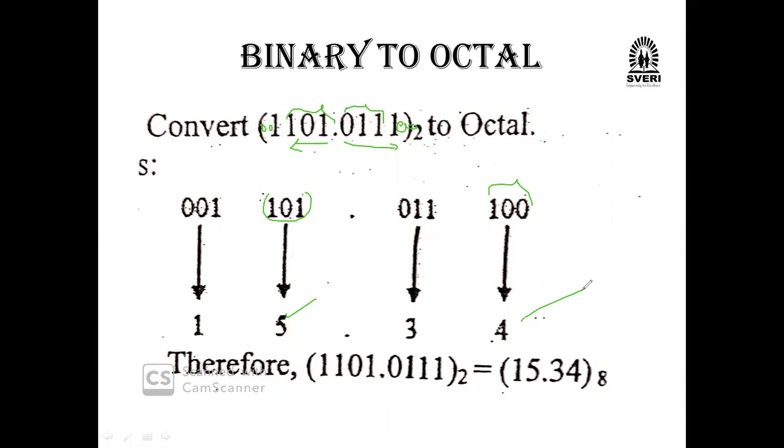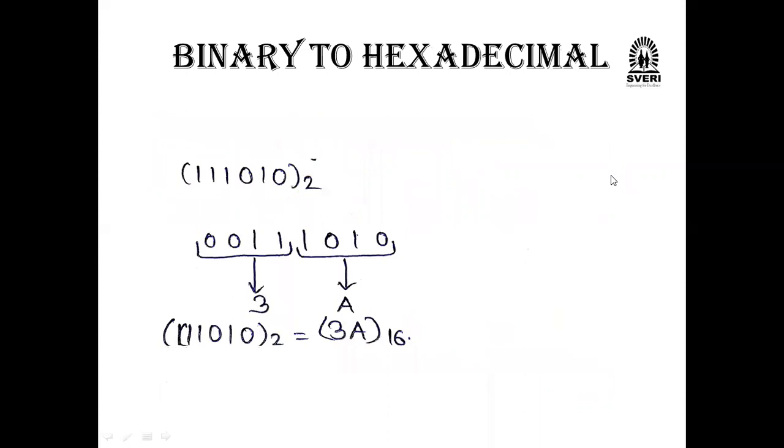So if the point is there, we have to make a group of 3 bits, starting from the point, on this side and on this side. Is it clear? Okay. Next we'll go for binary to hexadecimal. We'll start now, binary to hexadecimal.